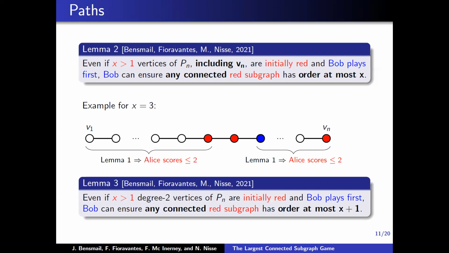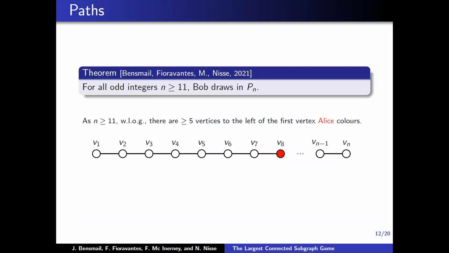So this lemma actually implies a third lemma, which says that if there are x degree 2 vertices of Pn that are initially red and Bob plays first, then Bob can stop any connected red subgraph of order more than x plus 1. And so the idea is just then to take the general case for paths with n at least n greater than or equal to 11 vertices.